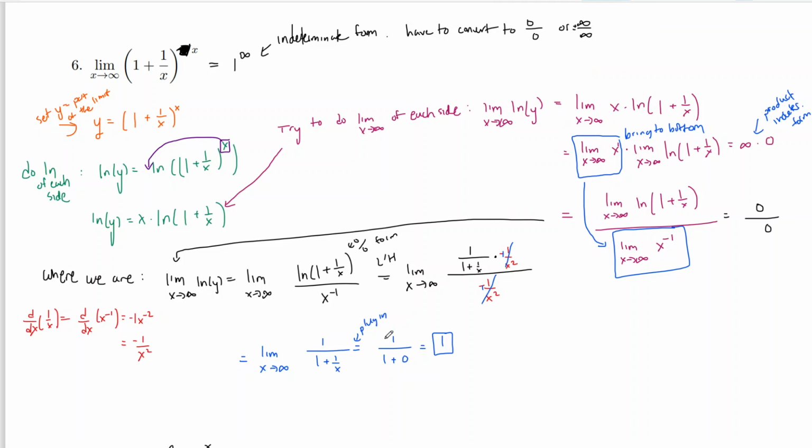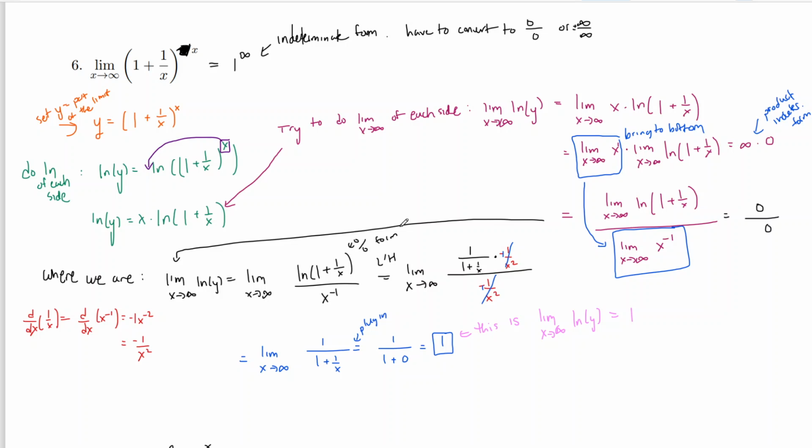Right, now here's the slightly annoying part. You've done a lot of work, you feel like, okay, I got a number, I'm done. You're not 100% done yet. And the reason is you figured out the limit of the natural log of the original. So this is the limit as x goes to infinity of the natural log of the original, and it's just the natural log of y.